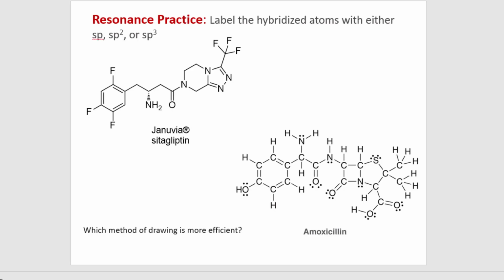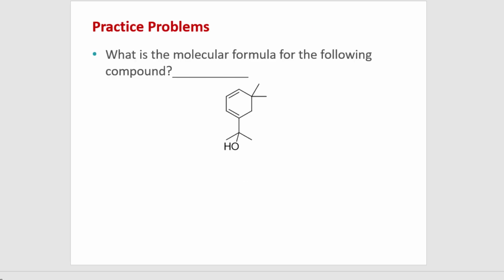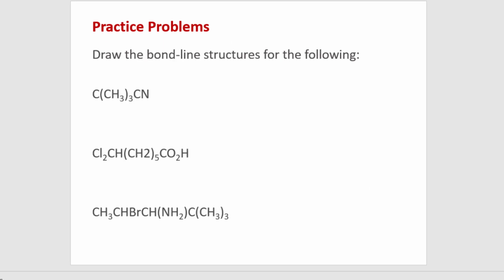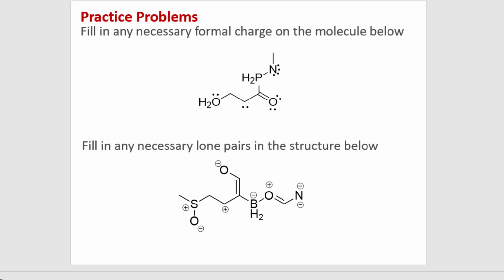The remainder of this chapter's notes show different resonance practice, another practice problem for molecular formula, drawing bond line structures to test your ability, and also filling in formal charges for when things are not in their formal bond trend, and also filling in any necessary lone pairs when charges are given. So outside of bond trends, what's missing from a lone pair perspective.